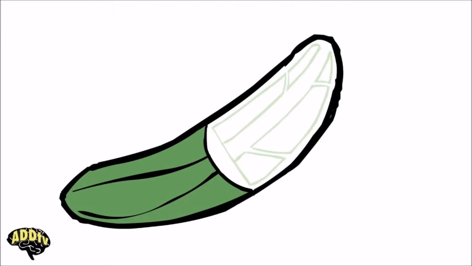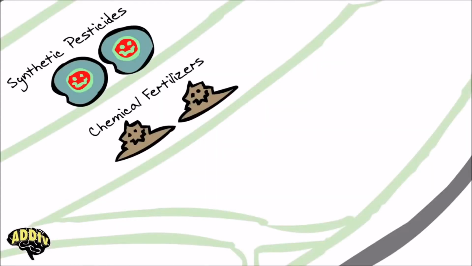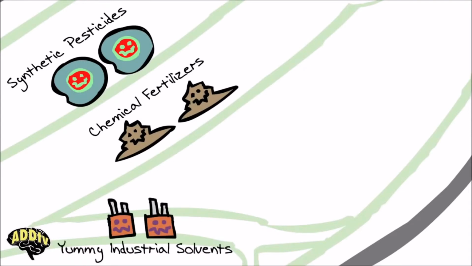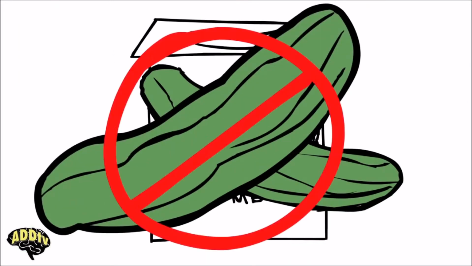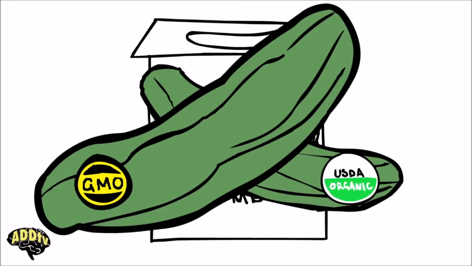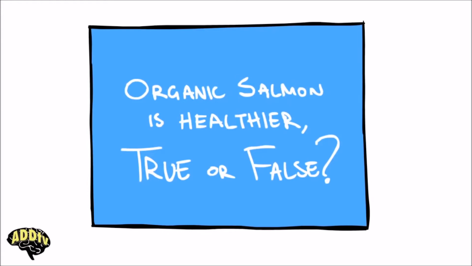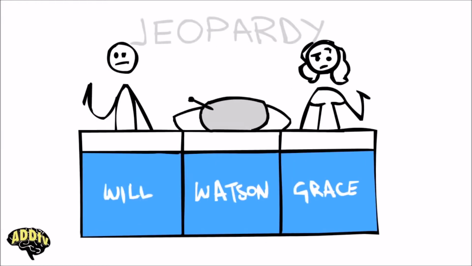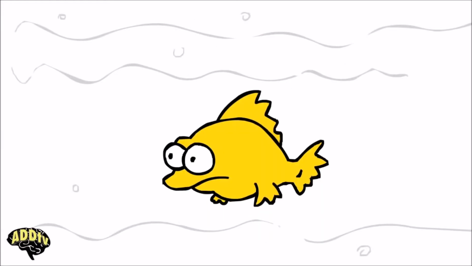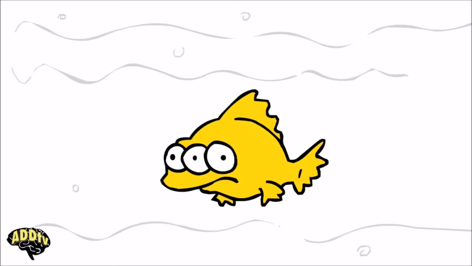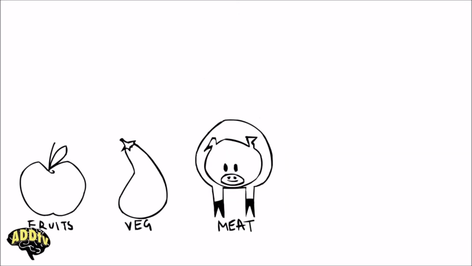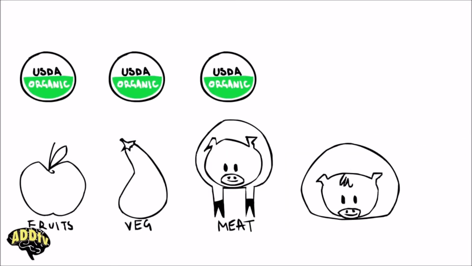The difference is inside. Organic foods are made without fun things like synthetic pesticides, chemical fertilizer, and yummy industrial solvents. And they're not genetically modified either. If any of those things matter to you, then you should judge a cucumber by its label and not just its girth. Quick quiz. Organic salmon is healthier, true or false? The answer? Not necessarily. Currently, there's no US standard for organic seafood. What you want is the USDA organic label, only found on fruits, veg, and meat with feet.